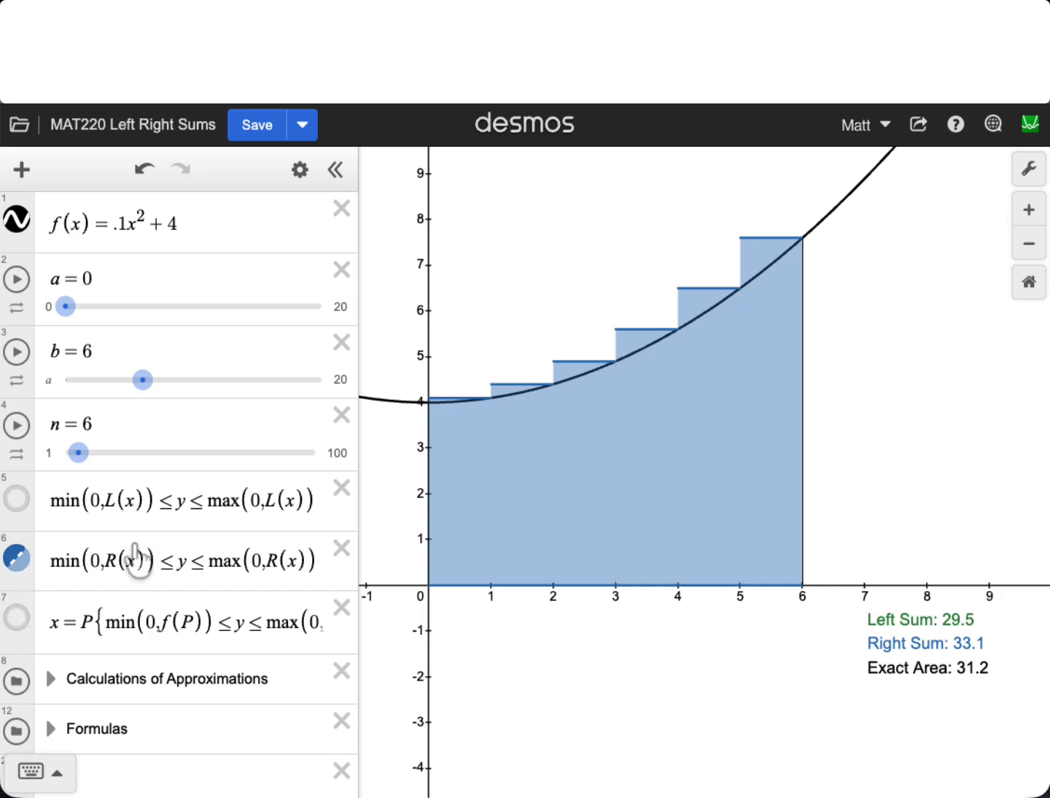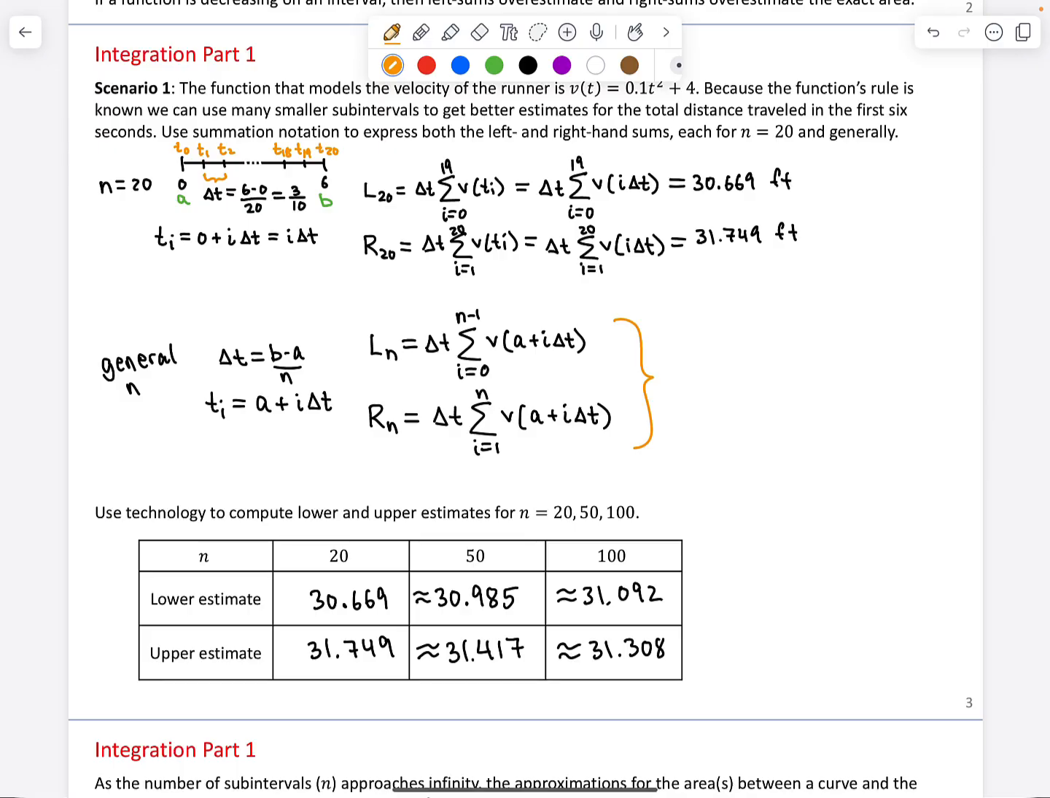I'll leave the right-hand rectangles showing, and as n increases, you can see our approximations improving. Over here, we see the left and the right getting closer and closer to 31.2, which is the exact area. These sums are 2 examples, or 2 types, of what are called Riemann sums.